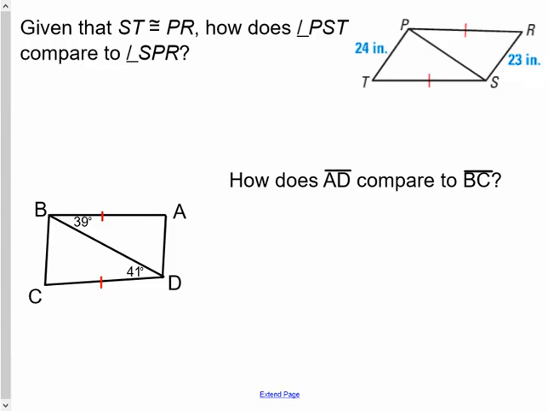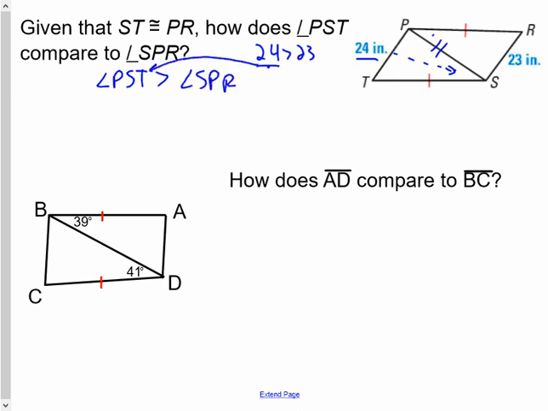They're commonly going to look like this, or maybe even pretty commonly reflexive. Given that ST and PR are congruent, how does angle PST compare to SPR? So we've got side, now we're looking at these angles. And 24 is bigger than 23, so angle TSP, angle PST is going to be greater than the SPR angle, because the 24 belongs to that one. It's opposite of that one. And the 23 belongs to the SPR, where that associates.